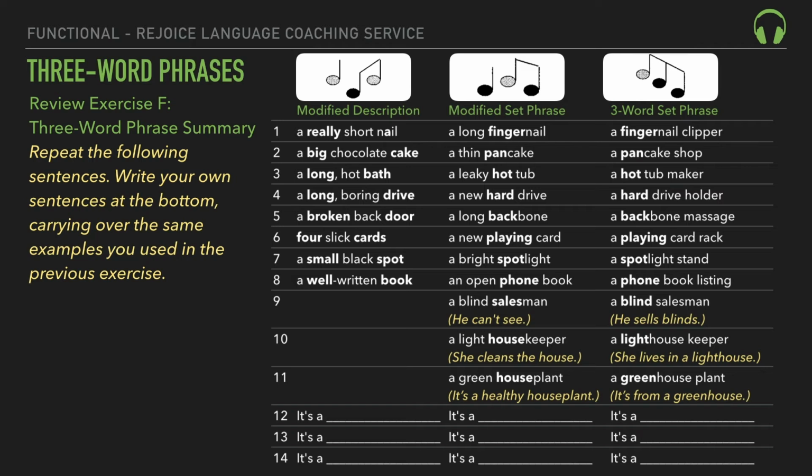6. A new playing card. A playing card rack. 7. A small black spot. A bright spotlight. A spotlight stand. 8. A well-written book. An open phone book. A phone book listing. 9. A blind salesman. 10. A light housekeeper. A lighthouse keeper. 11. A green house plant. A greenhouse plant.